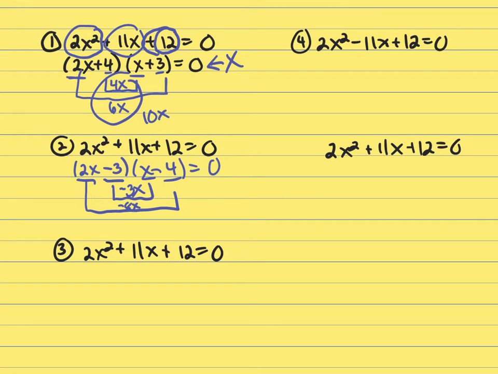So that doesn't work. And then on number 3, you had, let me see, (2x - 4)(x - 3). Check your middle term. Negative 4x and a negative 6x gives you a negative 10x, so that doesn't work.